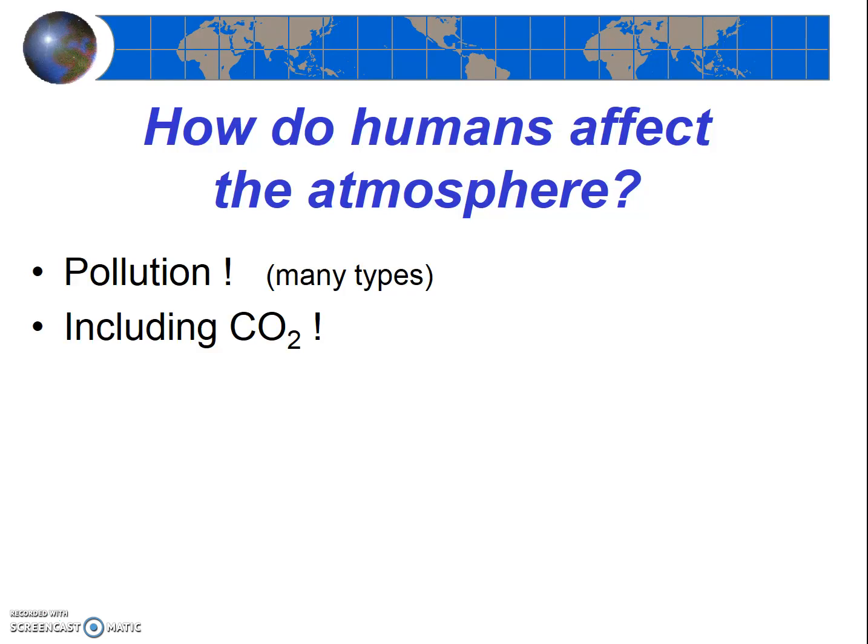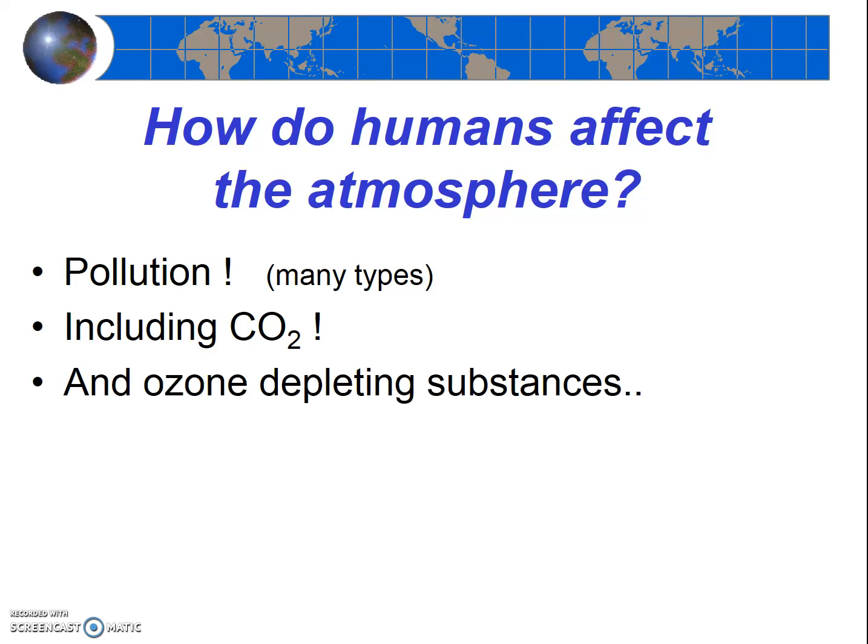In a future lesson, we will look more closely at carbon dioxide and methane and nitrous oxide and other greenhouse gases that are pollutants that contribute to climate change or global warming. In this lesson, however, we're going to focus on one impact of anthropogenic or human-generated pollution, the destruction of the ozone layer by pollutants that are called ozone-depleting substances.